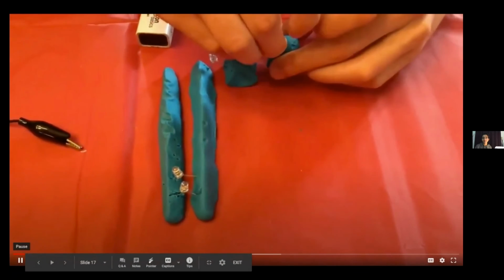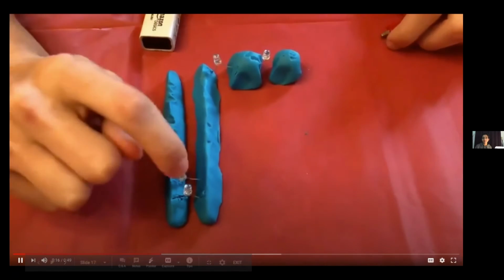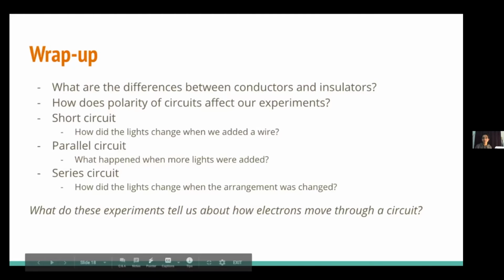So what if we had another one in series? How bright do you think these ones are going to be?